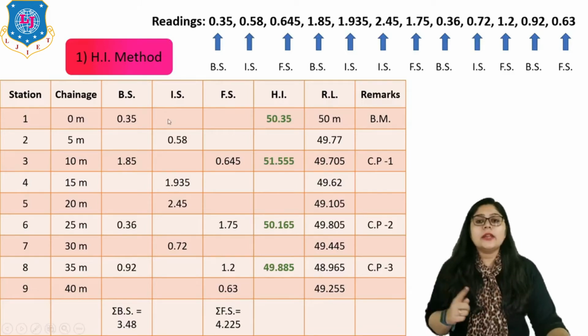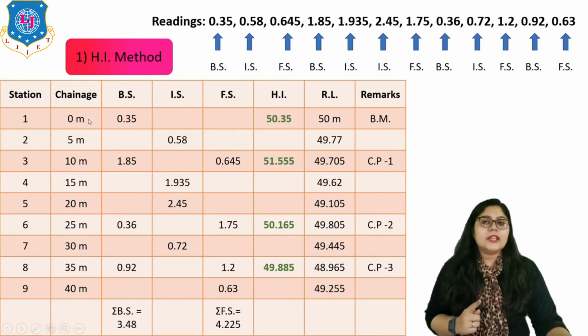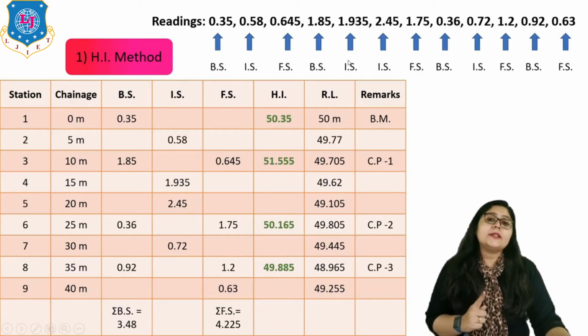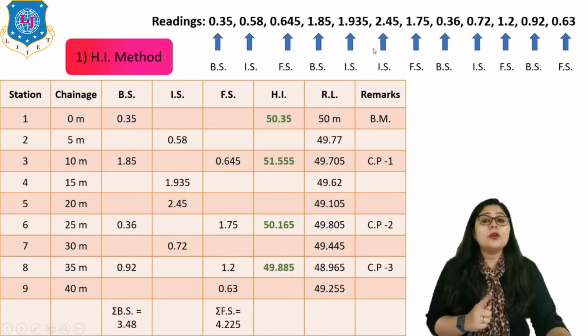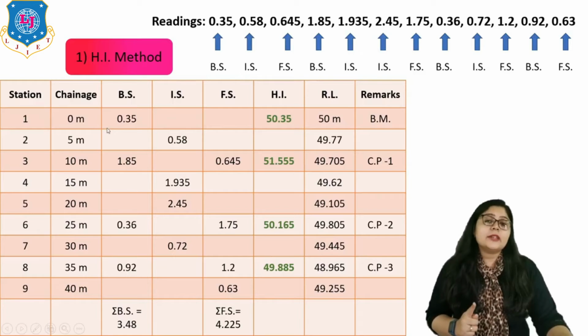Now you can see on screen that station A is here, chainage is 0 meter, and as I said the BS, because you can see the readings are here and you have marked the IS, BS and FS over here. Now I have to put the values into this table.